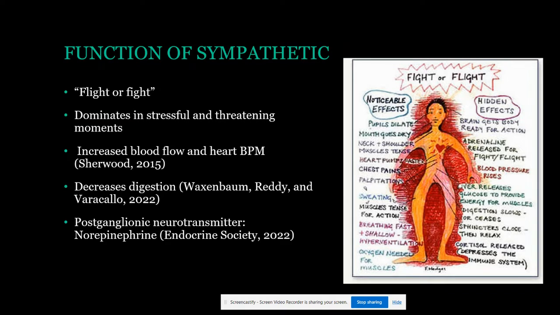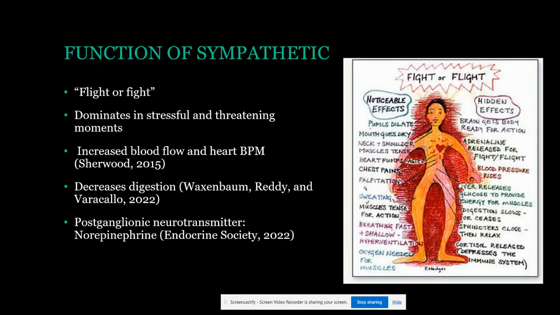The noticeable effects are that your pupils dilate, you're sweating, you get chest pain, you breathe really fast, and your muscles tense up. All of that is stuff that we feel when we know something stressful is going on. Some of the hidden effects are that adrenaline is going to release. That's one of our hormones.